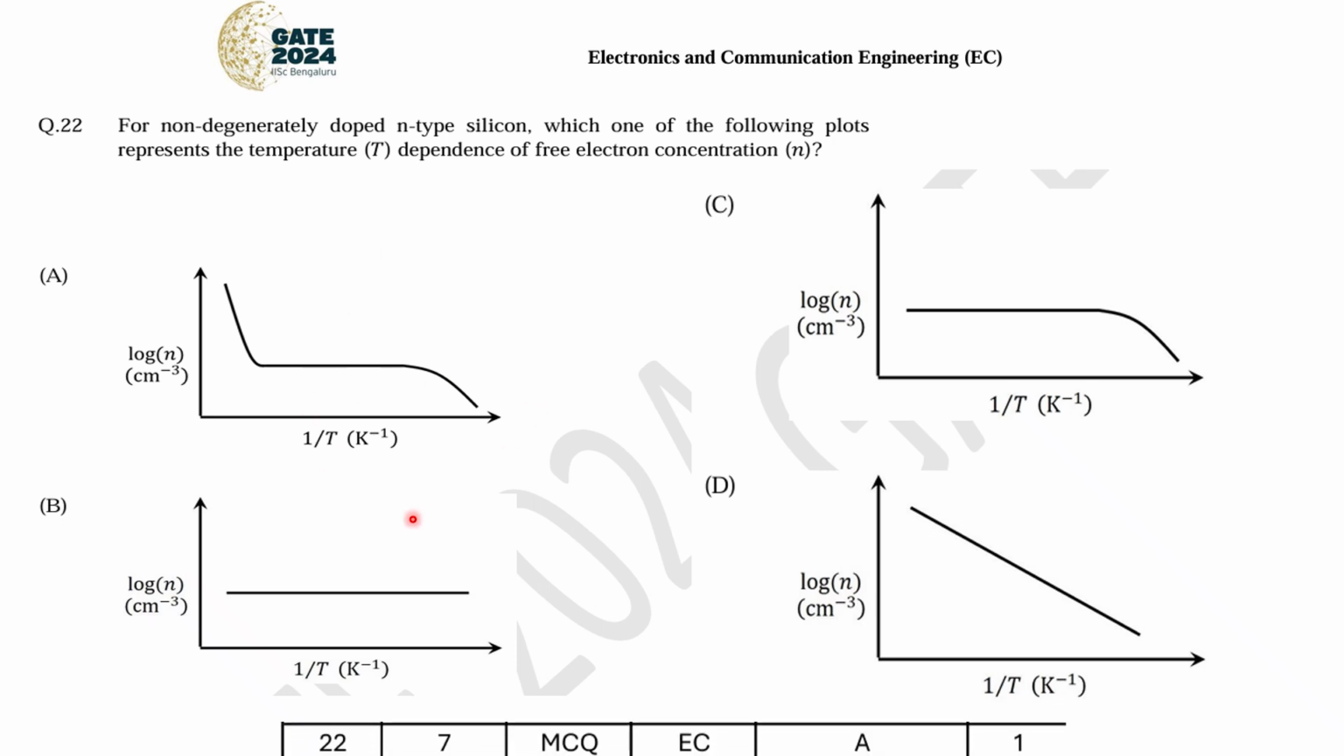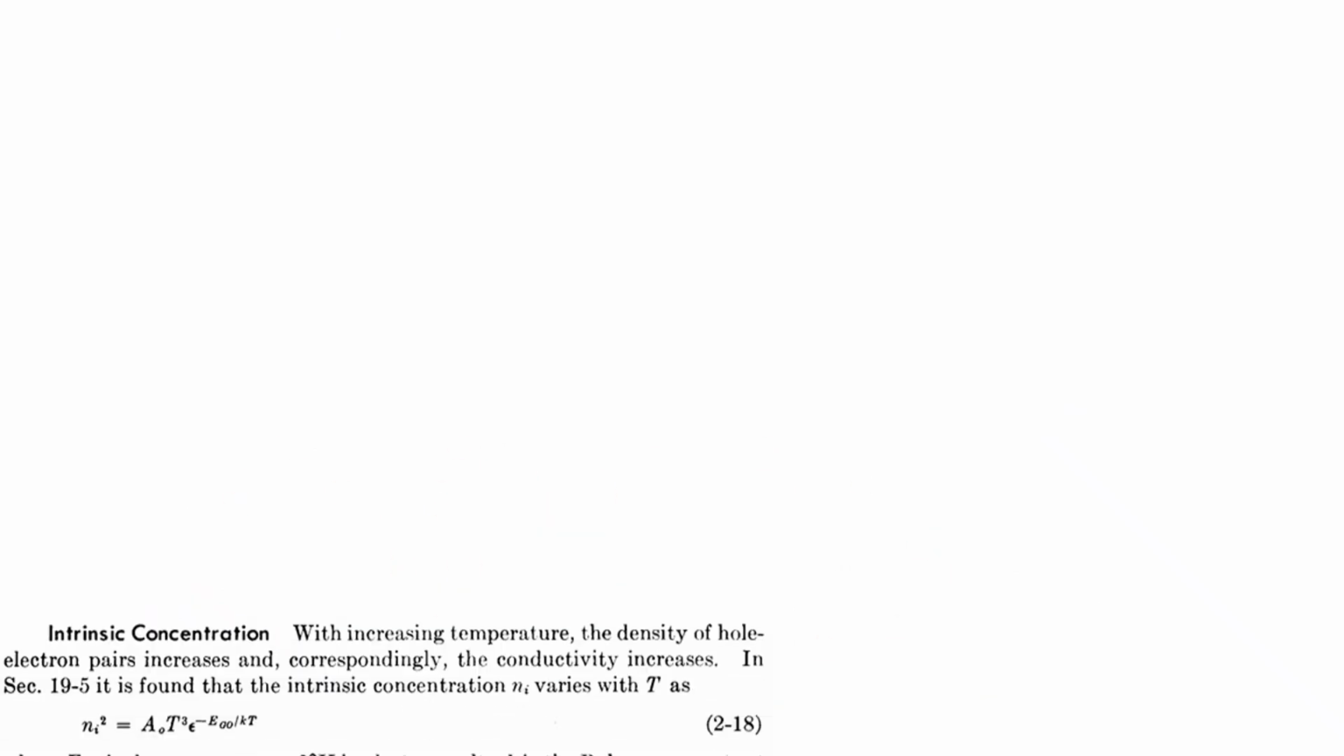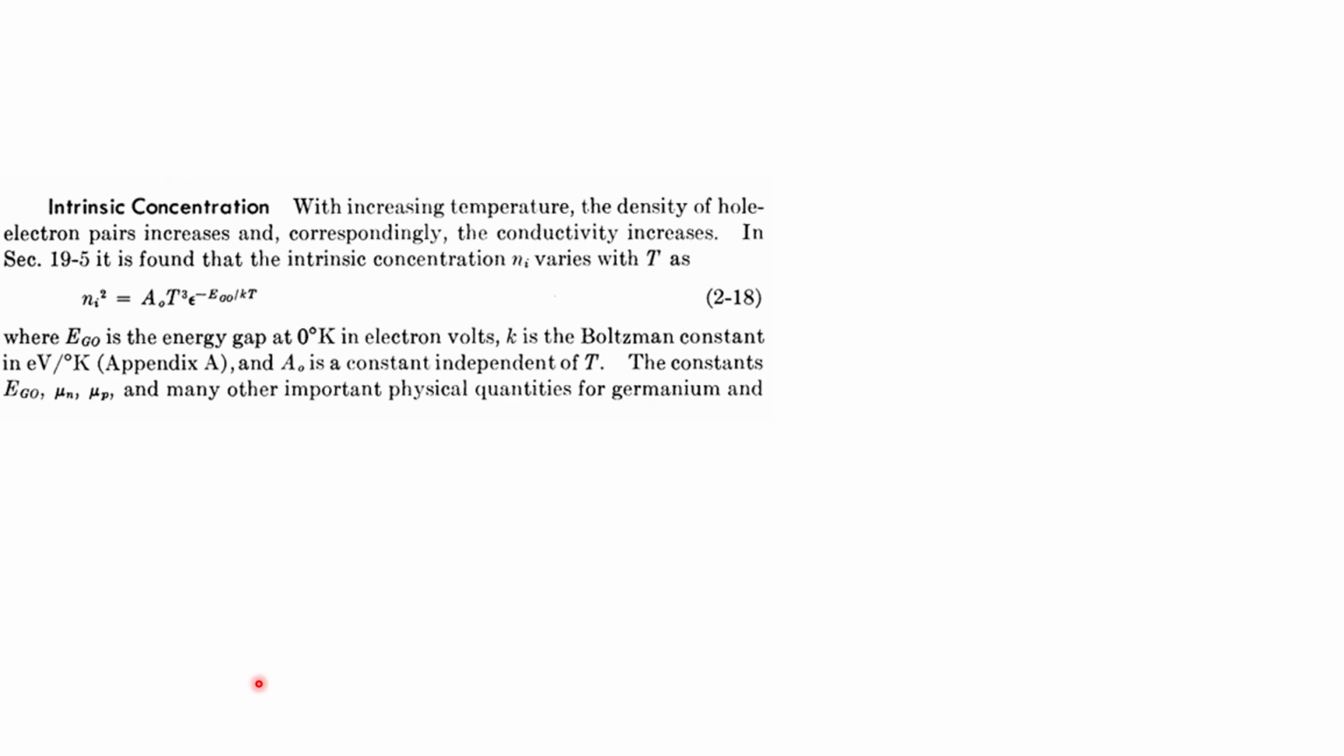So options are given, and as per the answer key provided by IISc Bangalore, your answer A is correct, this one. In all options, if you check, we have to find the logarithmic concentration, and the x-axis is 1 by temperature, right? So if temperature is decreasing, 1 by T is increasing, so that is why temperature is decreasing along the x-axis, and the logarithmic concentration is on the y-axis in all the plots, right? So that will be our target. So how can we establish the relation?